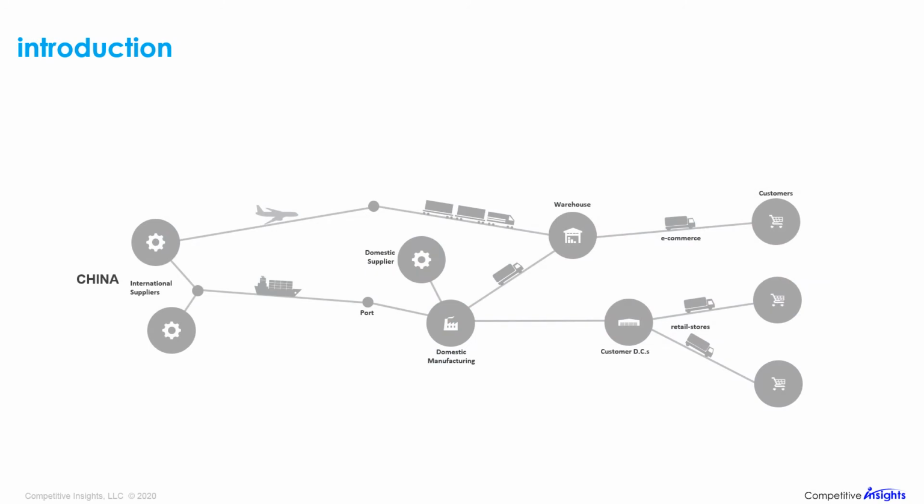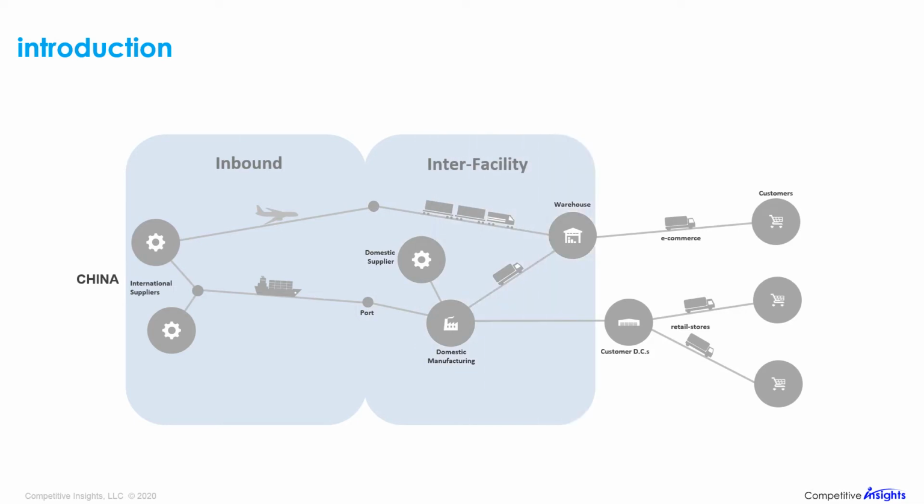So here's a simple diagram of a supply chain, very familiar to all of us, I'm sure. We're sourcing products from China. We're going through different ways to get them into the country or whatever country we're serving. We're getting closer to the customer, and then we have the final last mile of delivery.